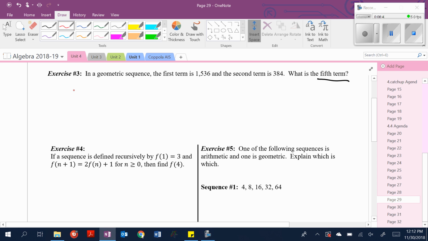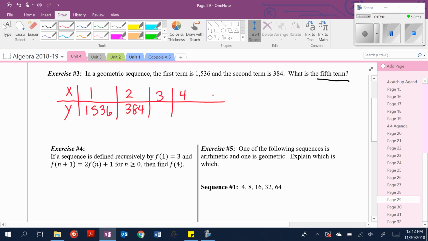Here, it's not. So let's say our term number is our x, and the actual term is our y. So the first term is 1,536. The second term is 384. Oh, it's going down. They want us to find the 5th term. So if we can get this number here, we have done our job. Well, I'm a little confused about this. So how can I get that multiplier?